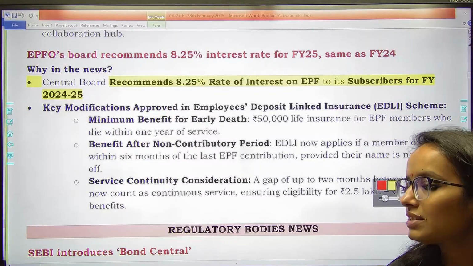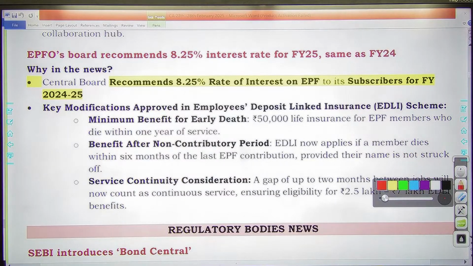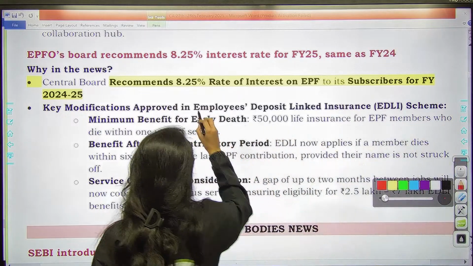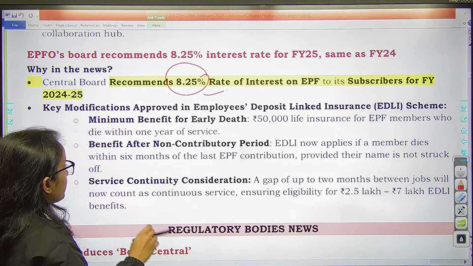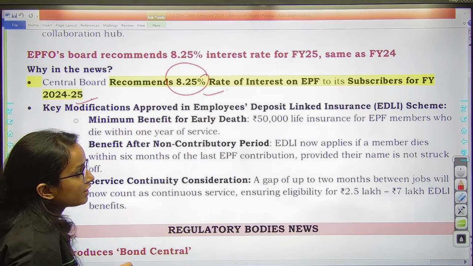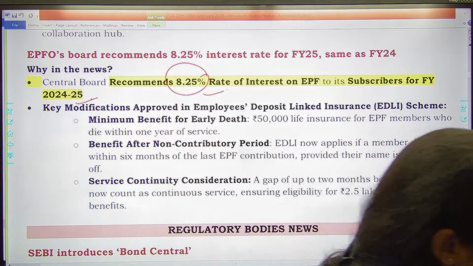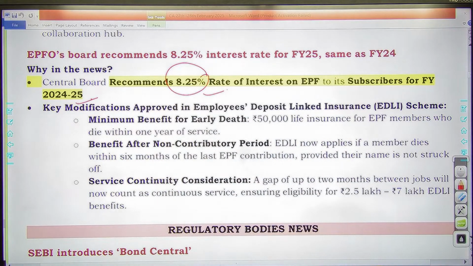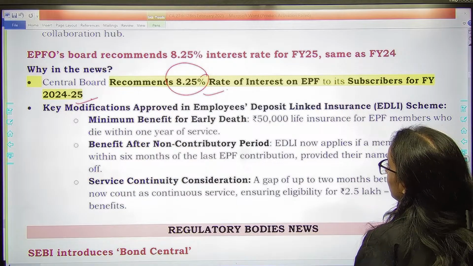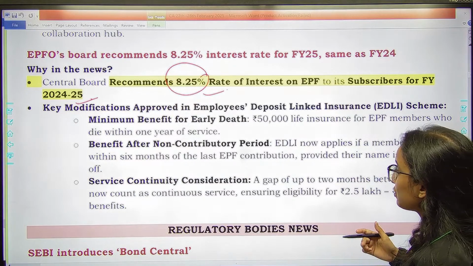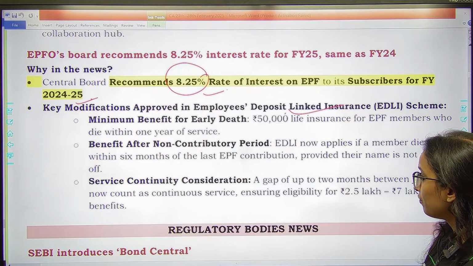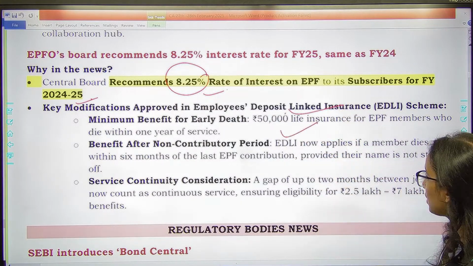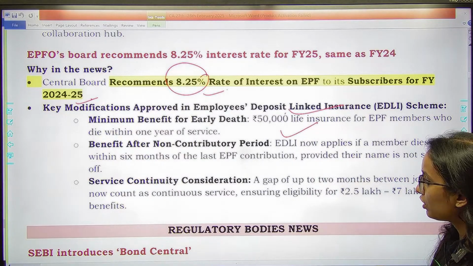Then you have the EPFO Central Board has recommended 8.25% rate of interest on EPF to its subscribers for financial year 24-25. जितना भी employee provident fund है उसके लिए इन्होंने 8.25 interest rate recommend किया है, right? And also they have done some modifications in the deposit link insurance scheme. Minimum benefit क्या होगा? For early death 50,000 life insurance for EPF members who die within 1 year of service.